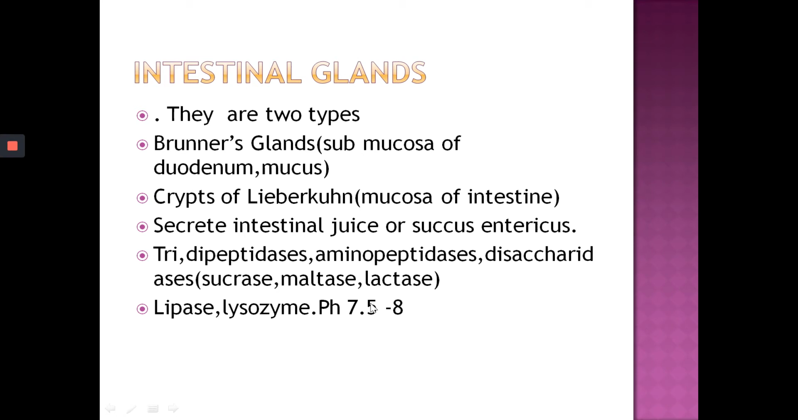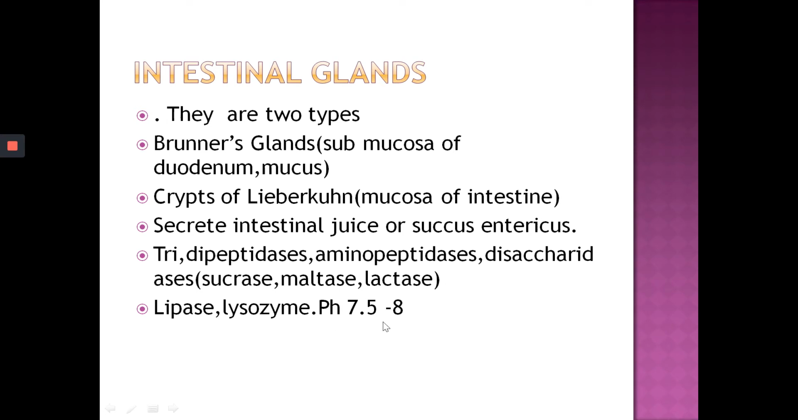Next, the pH value of intestinal juice is 7.5 to 8.0. So 7.5 means alkaline medium. The nature of the intestinal juice is alkaline. Up to gastric glands, the juices are acidic in nature. From the intestine, the juices are alkaline in nature.